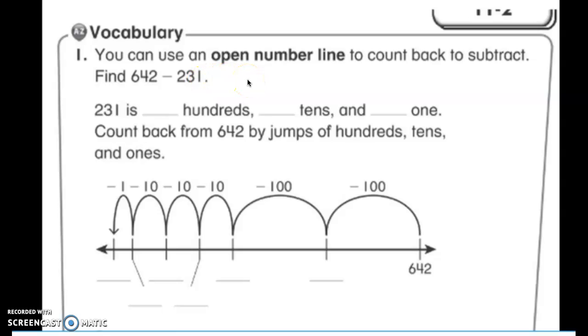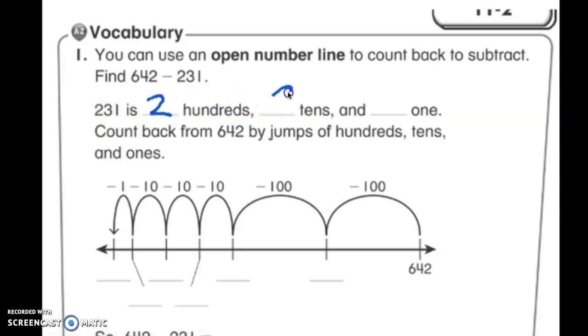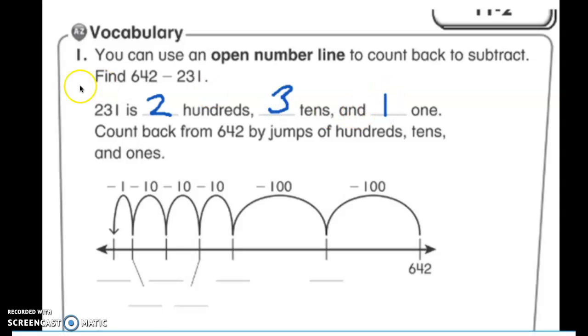All right, you were going to use an open number line to count back to subtract. Find 642 minus 231. They want us to look at 231. 231 is 2 hundreds, 3 tens, and 1 one. They want us to count back from 642 by jumps of hundreds, tens, and ones.